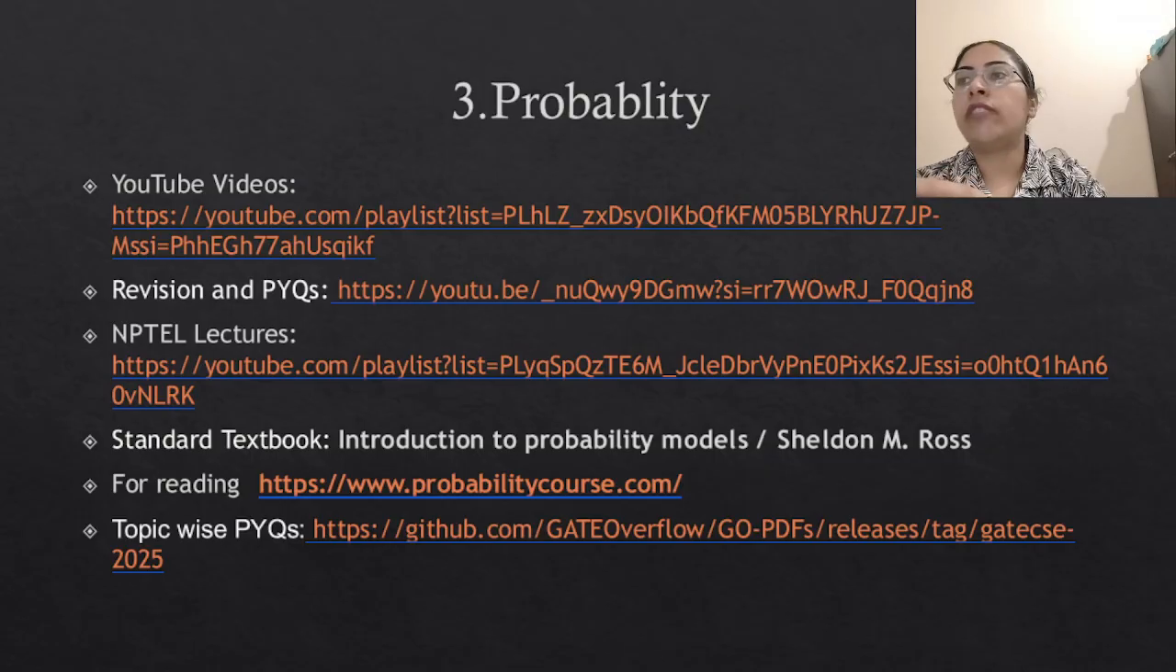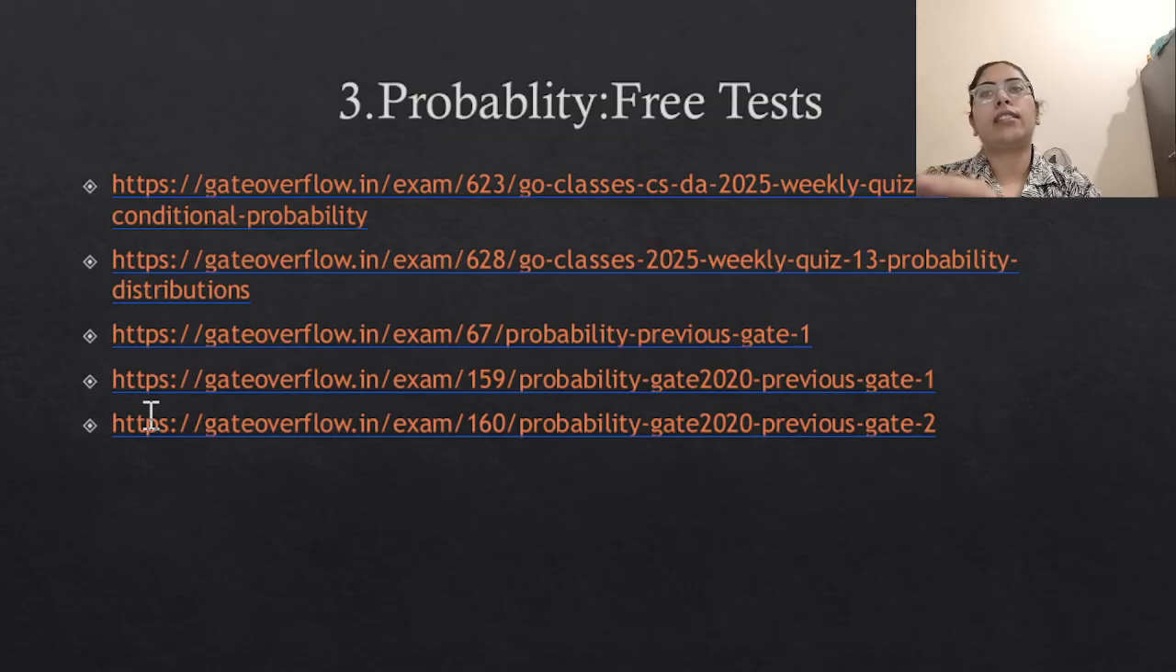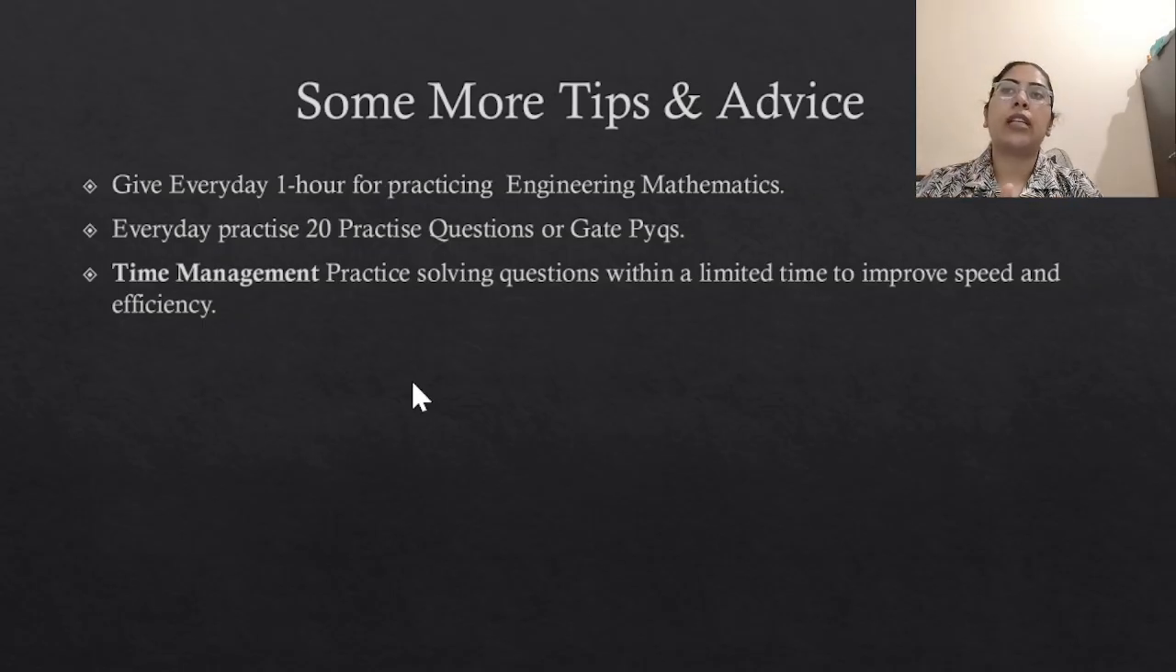Similarly, for probability, I have provided YouTube videos, revision, PYQs, NPTEL lectures, standard textbooks for reading purposes, topic wise PYQs, and then free tests. Then some more tips and tricks. Same here, if you give 1 hour daily for engineering mathematics and practice about 20 GATE PYQs every day, then you will definitely score 5 to 6 marks in engineering mathematics.